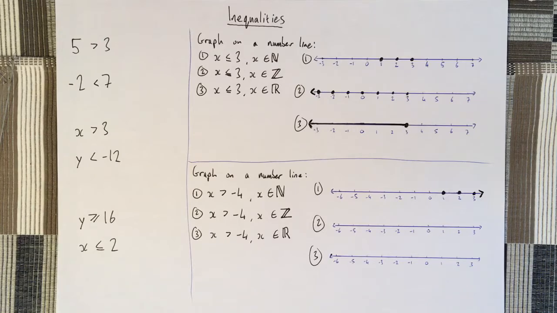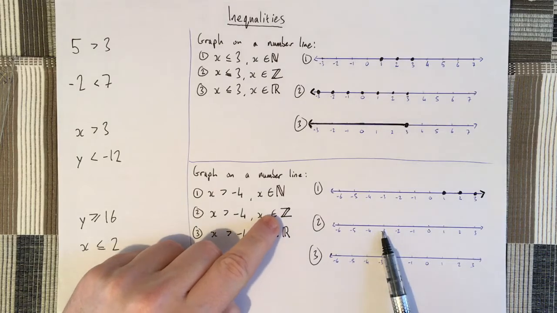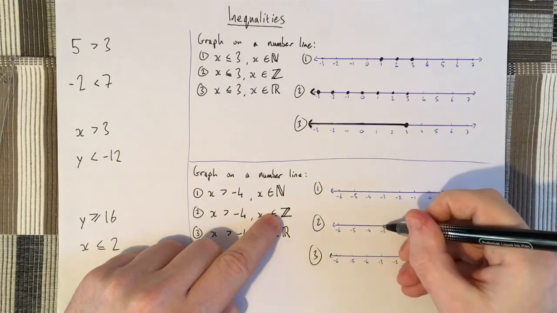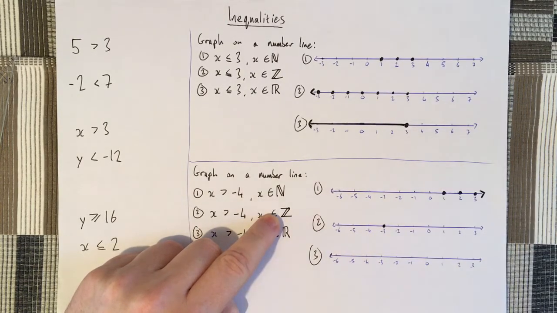Question 2 then, or the second part of this. X is greater than -4. X is an integer this time. So it doesn't include -4 because it's just greater than, it's not greater than or equal to. Okay, so first one I'm going to fill in is -3. It is greater than -4 and it is an integer. All right, so you're going to fill in -3 here.